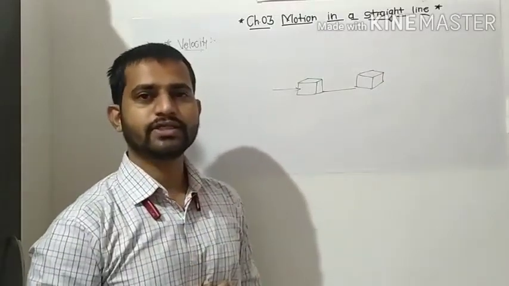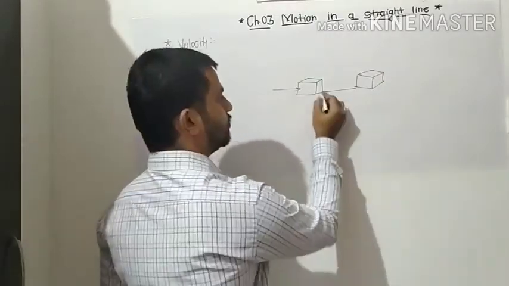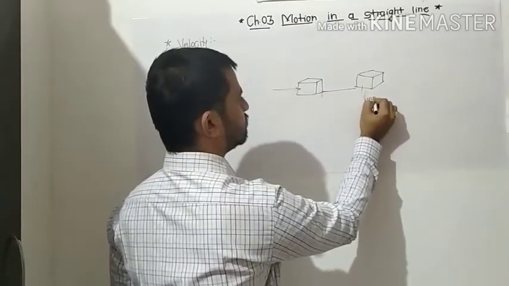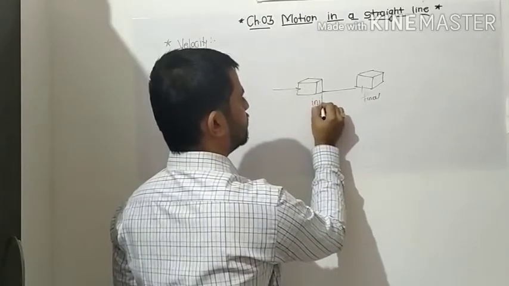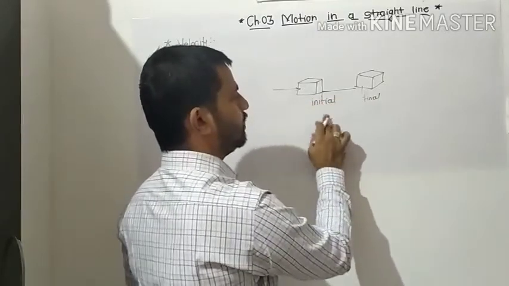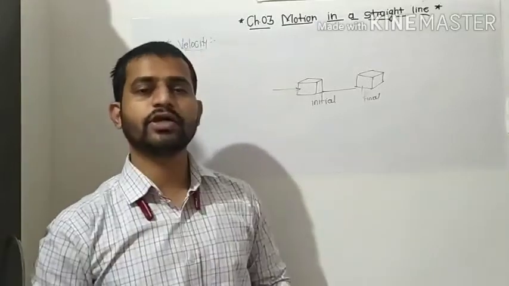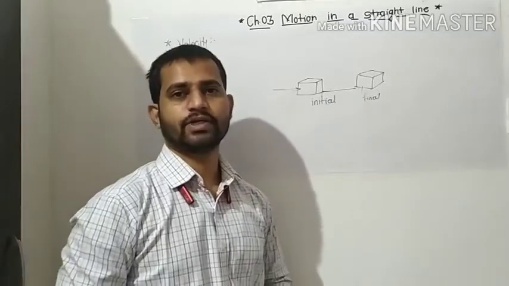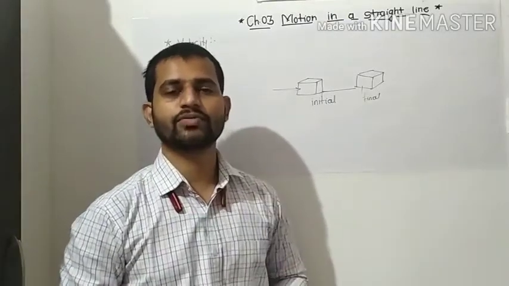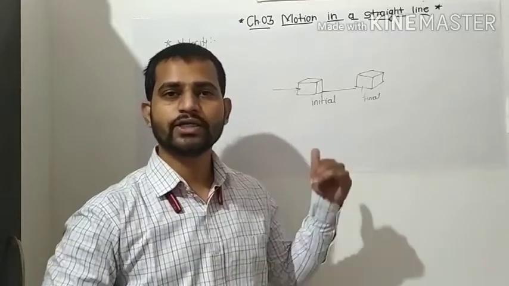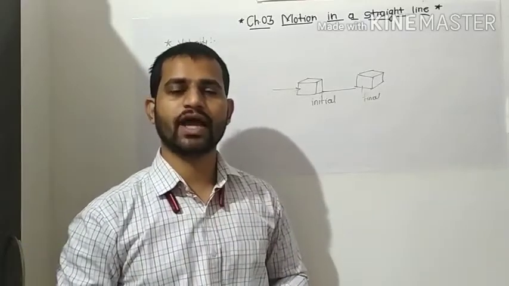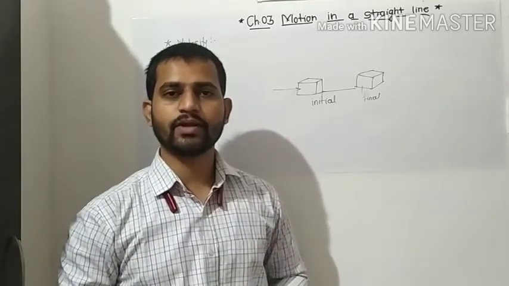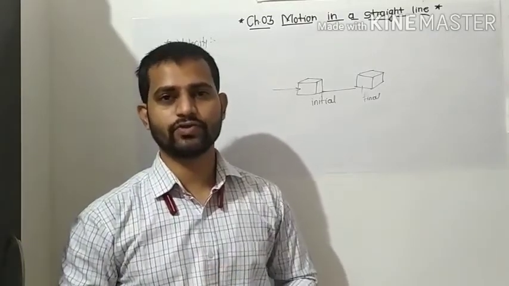To calculate the change in the displacement, we have to calculate this length. This is the final position, this is the initial position. But we have to consider in which direction that object gets displaced, and also how much amount of time that particular object required for the displacement.